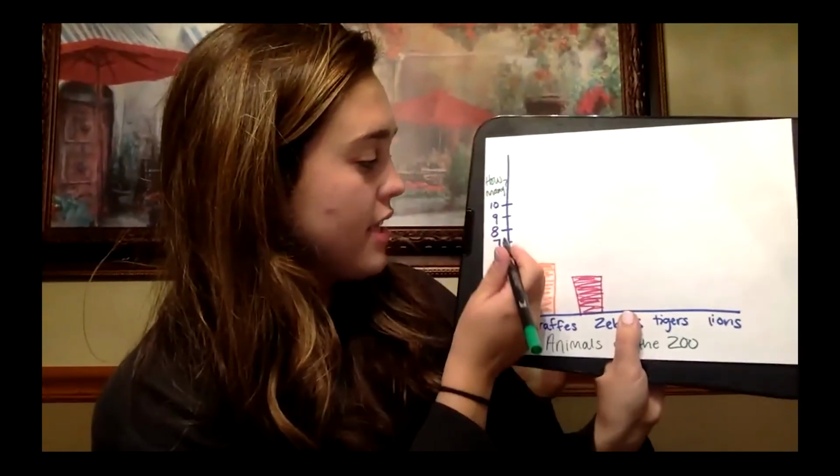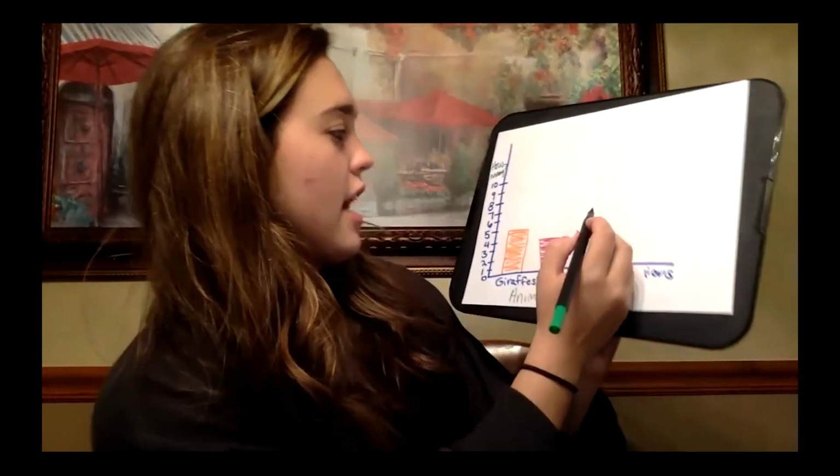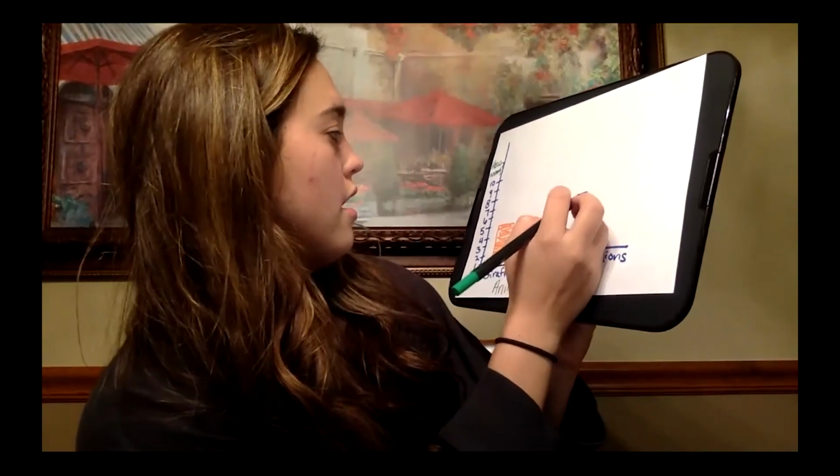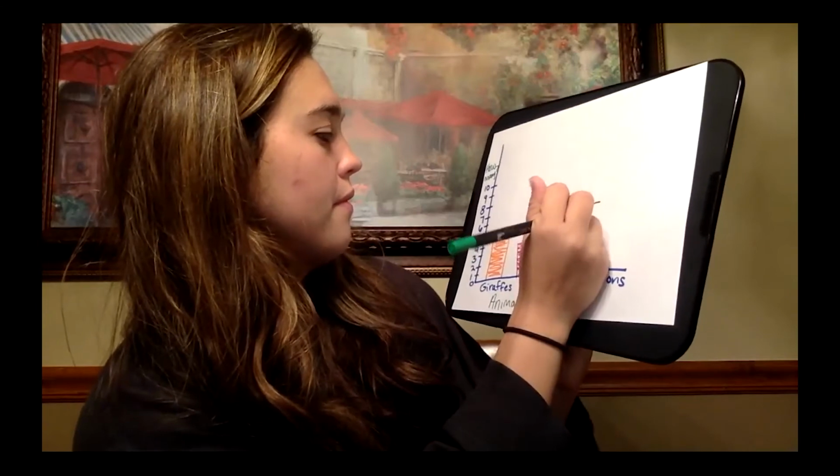Now we have tigers. Okay, tigers. I'm going to get a new color and we are going to label that. My problem says that there are 7 tigers. That is a lot of tigers. So I'm going to find the 7 on this scale right here, and I'm going to move all the way over to where the tigers are, and I'm going to mark that on there.